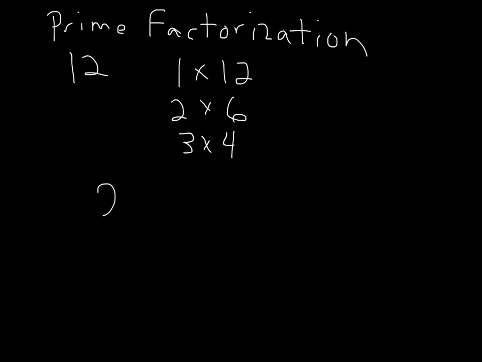2 times 2 times 3 will give you 12, doesn't it? I mean, there's more than one way you can arrange that. 2 times 2 is 4, and we already know that 4 times 3 is 12. Or you could say 2 times 3 is 6, and 2 times 6 is 12. But 2 times 2 times 3 is 12. That's what you call the prime factorization of 12. One way to write 12 is 2 times 2 times 3, and that only uses prime factors.